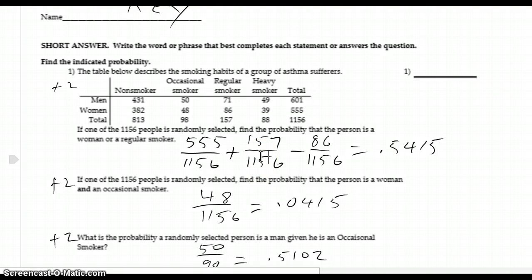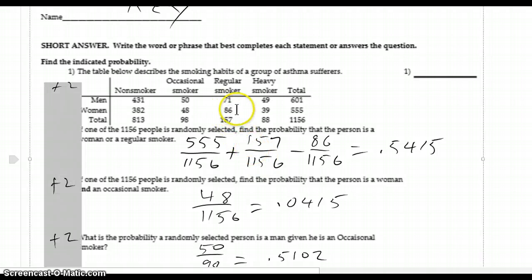But how many of them have we counted twice? Well, these 86 right here have been counted twice, so we have to subtract them off. So it's the probability of A plus the probability of B minus the probability of A and B. So 54% is the probability we'd randomly pick someone out of those two categories.